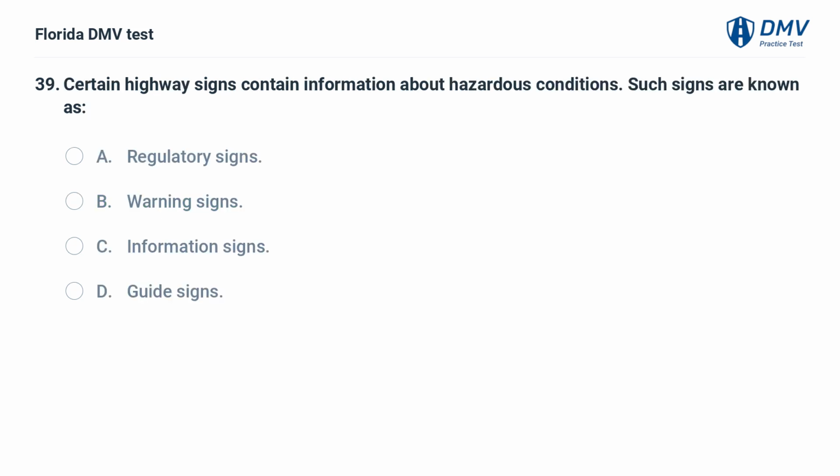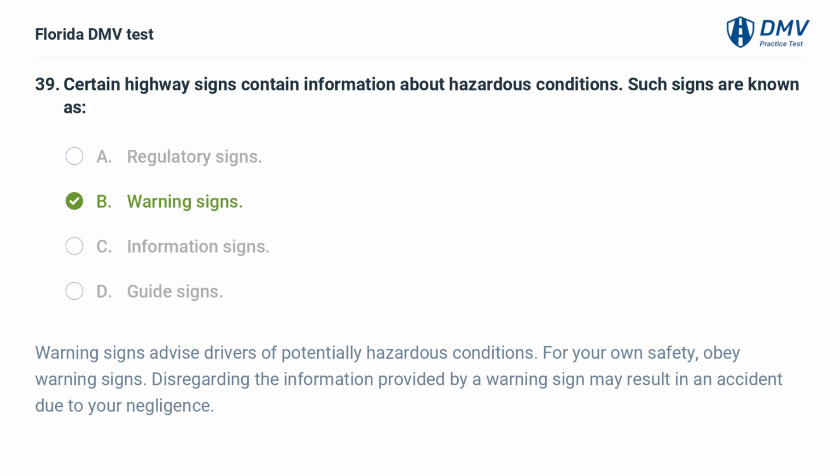Certain highway signs contain information about hazardous conditions. Such signs are known as A. Regulatory signs. B. Warning signs. C. Information signs. D. Guide signs. B. Warning signs.